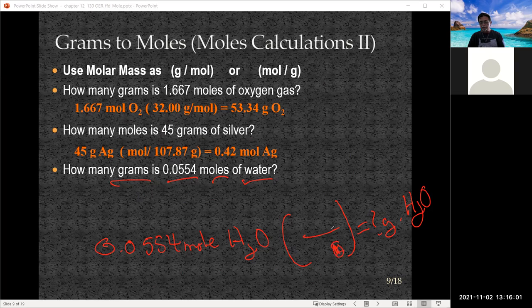Oh, excuse me. Wake up, Fred. Moles. Let me erase that. I need moles in the denominator and grams in the numerator because my moles will cancel. Well, this factor, grams over moles, is the molar mass.